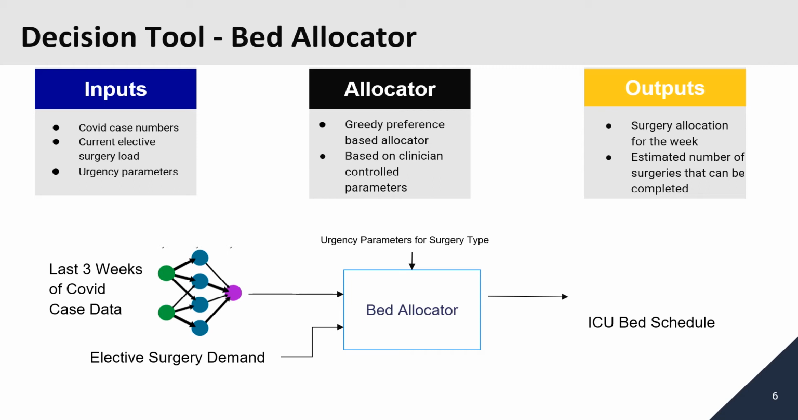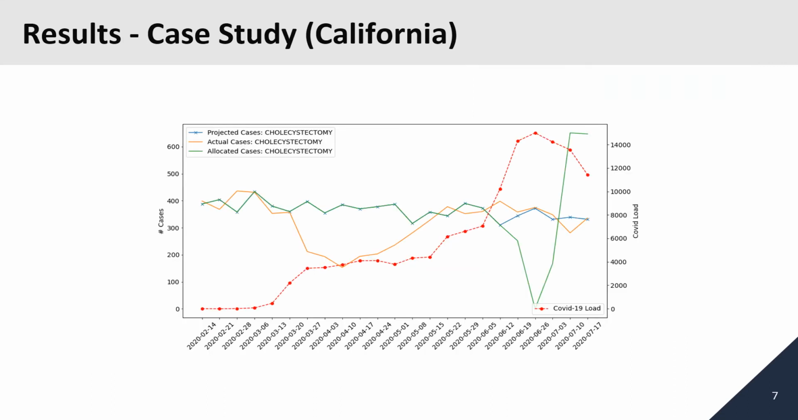And to demonstrate, we did a comparison on the California case data for one particular elective surgery. So we see that the blue line is the projected number of cases we should be completing in that week per week. And then the yellow line is what actually got produced in 2020. And then you can see our green line is the algorithm, what we allocated based on the current COVID level, which is the red line.